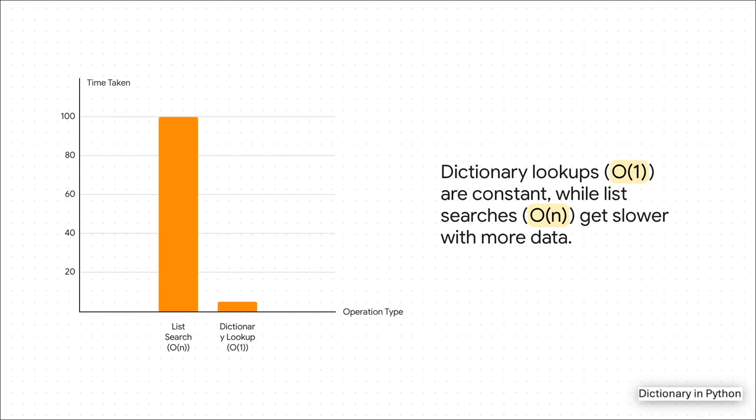And wow, this chart just says it all, doesn't it? Look at this. Searching through a list, that's O(n). The time just skyrockets as the list gets bigger. That's why that bar is so tall. But a dictionary lookup, our O(1) hero, stays flat and ridiculously fast, no matter how much data you throw at it. That tiny little bar, that is why dictionaries are so loved for lookups.